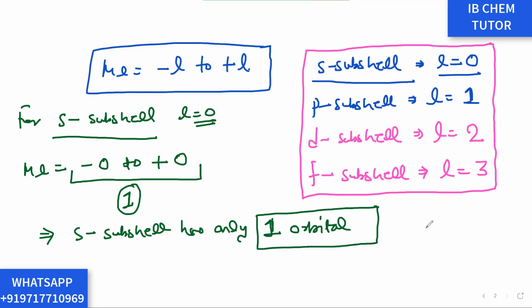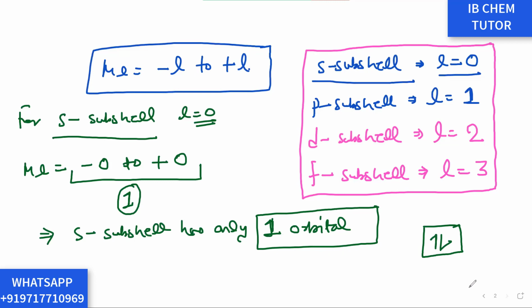How do we make this orbital? Like this, just a square box, and inside this square box we fill the electrons, one clockwise and another anti-clockwise. Okay, right? So the S subshell will have only one orbital.